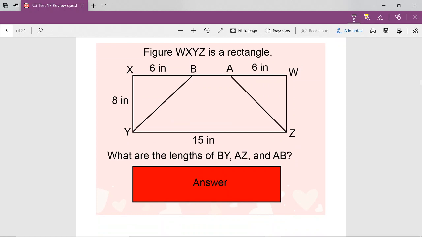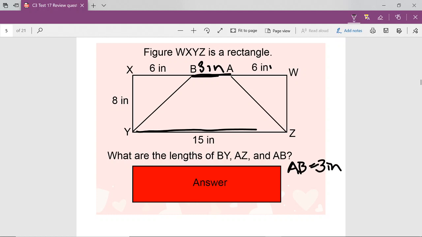Okay. We are given this box split up into a bunch of different things, and we want to find the lengths of BY, AZ, and AB. Well, the first one that we look at, I would say, is probably AB to figure out this length in here. We would say if the total length down here is 15 inches, 6 and 6 takes up 12 of those inches, so I have 3 inches left for AB. So AB is 3 inches.